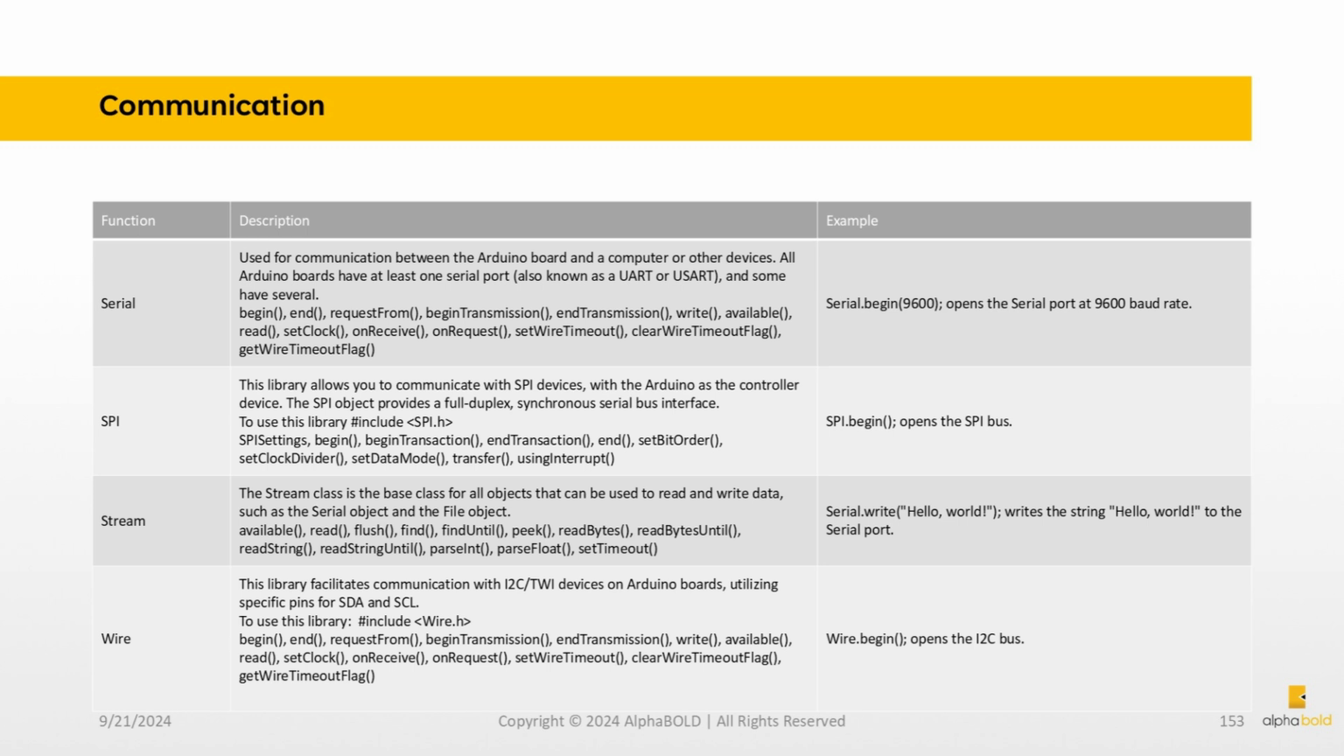Wire. The Wire library enables communication with I2C, inter-integrated circuit devices, also known as TWI, two-wire interface. It uses specific pins, SDA and SCL, for data and clock signals. Functions like Wire.begin, Wire.requestFrom, Wire.beginTransmission, and Wire.write are used for I2C communication.